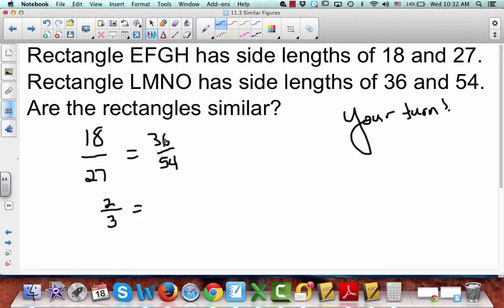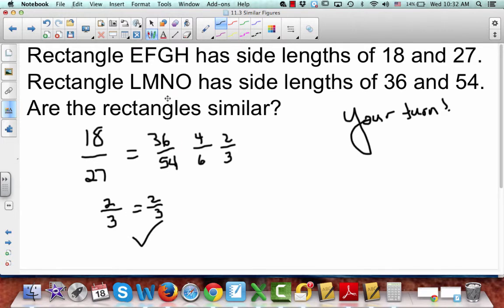And over here, 9 goes into 36 and 54. Well, actually, 9 goes into it 4 times, and into 54 6 times, and then 2 goes into each one of these also, so that gives you 2 over 3. So that gives us 2 over 3 equals 2 over 3. So yes, they are proportional.